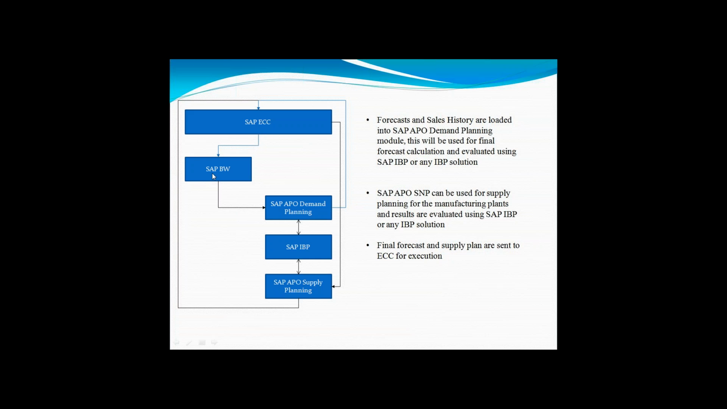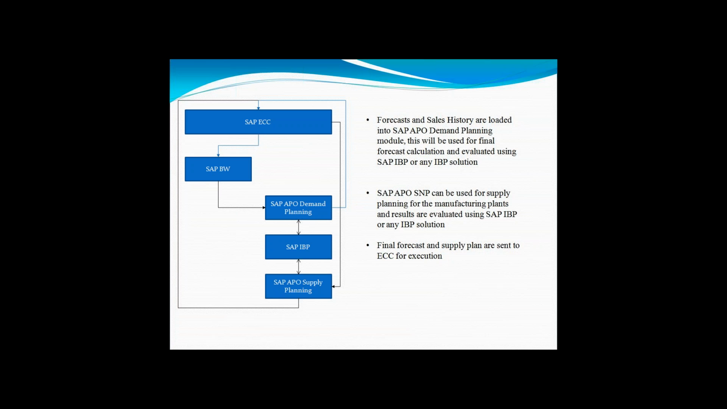So, but why do we have BW in the picture, right? Keep in mind, to make demand planning happen, a lot of data is required. The forecast and sales history are loaded into the SAP APO demand planning module that will be used for final forecast calculation, and evaluated using SAP IBP or any IBP solution.